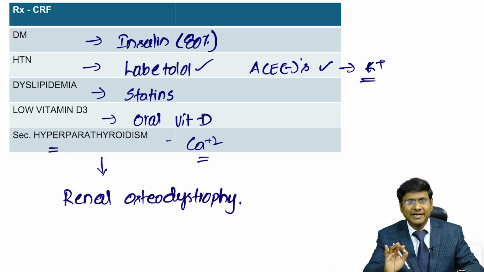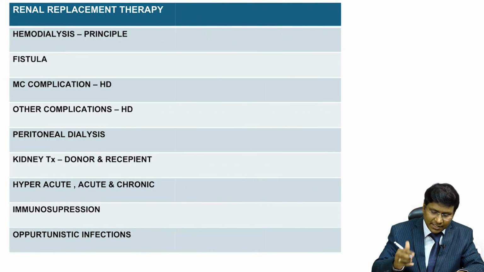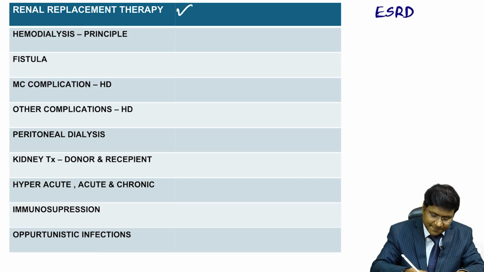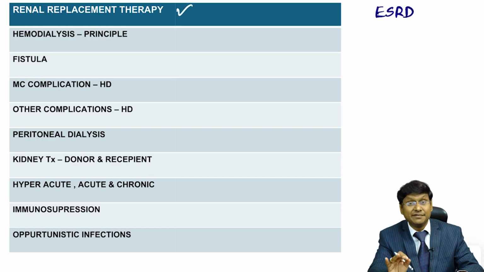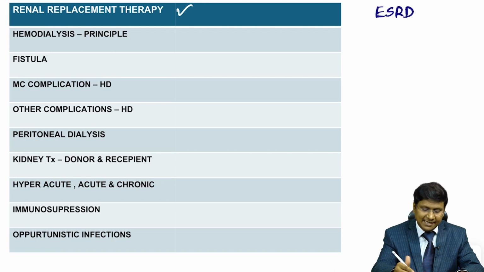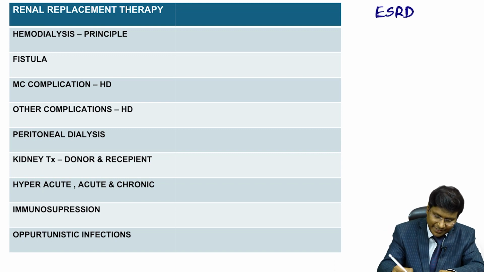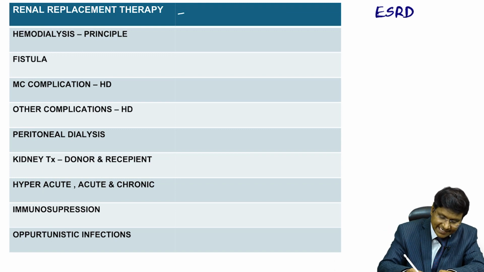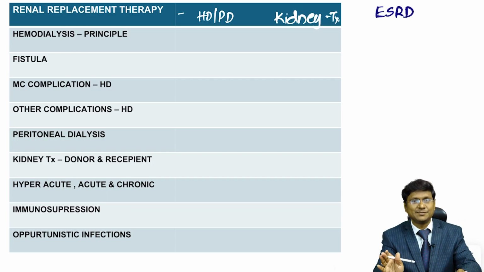So this is the medical management that you will be giving in patients with chronic renal failure. Now, when the individual goes into the stage of end-stage renal disease, that is the point when you need to give renal replacement therapy. And renal replacement therapy can be in two forms. One is dialysis, that is hemodialysis or peritoneal dialysis, and the other one is kidney transplantation.